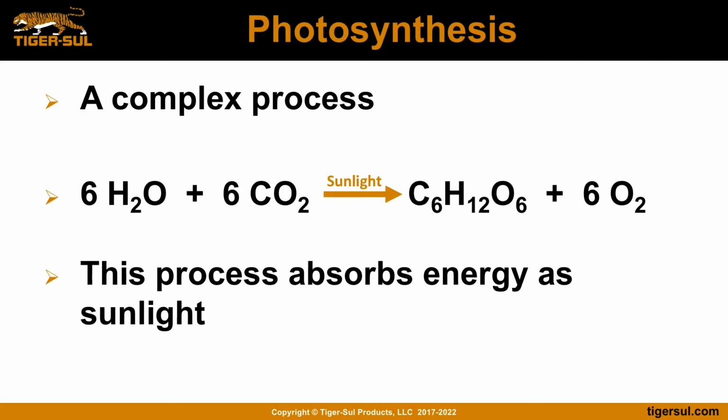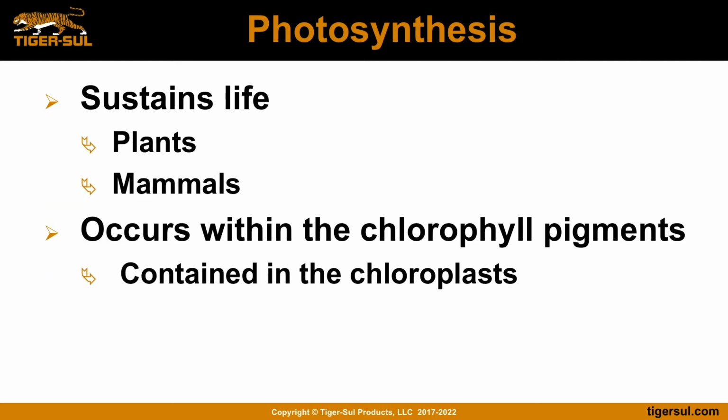Photosynthesis process is complex. It utilizes water, carbon dioxide with solar energy as sunlight to form glucose and oxygen. This process absorbs the energy as sunlight. Photosynthesis sustains life, not only for plants, but also as mammals. It occurs within the chlorophyll pigments contained within the chloroplast.